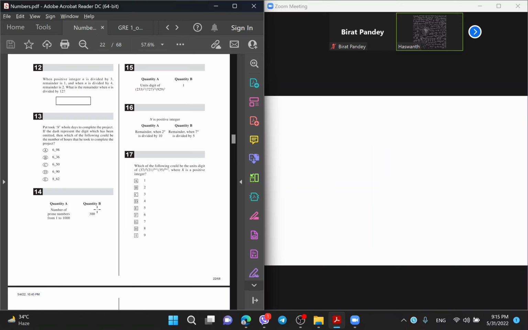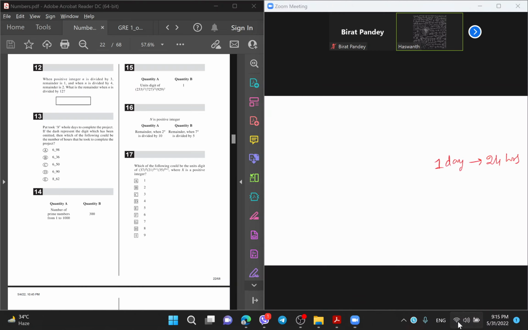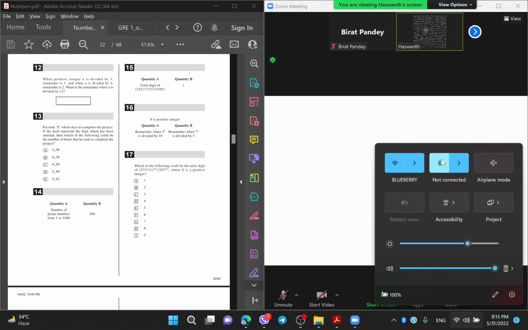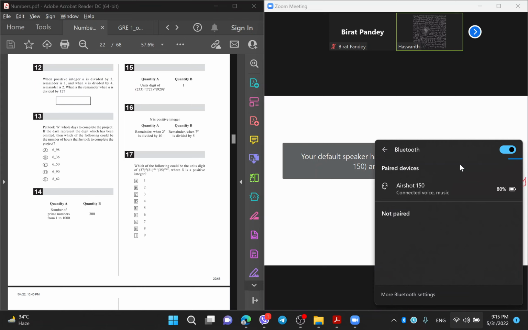Part 2 can hold us to complete the project, if the dash represents the digit which has been omitted. Which of the following could be the number of hours that he took to complete the project? So one complete day or one whole day will have 24 hours. If it is n days, n complete days will have n into 24, 24 into n hours. One day will have 24 hours. 2 days means you will say 24 into 2. 3 days means 24 into 3. 5 days means 24 into 5, like that. N complete days will have 24 into n hours.